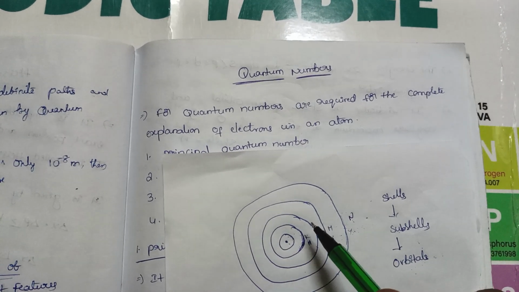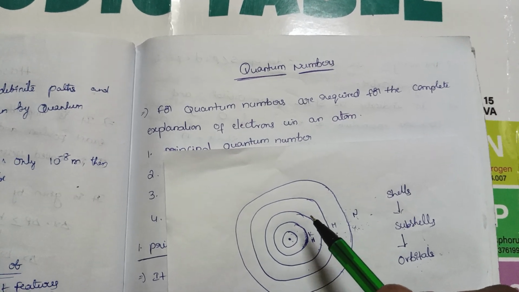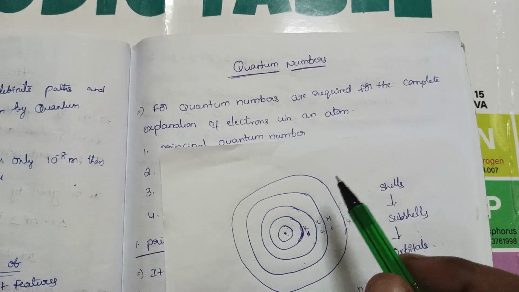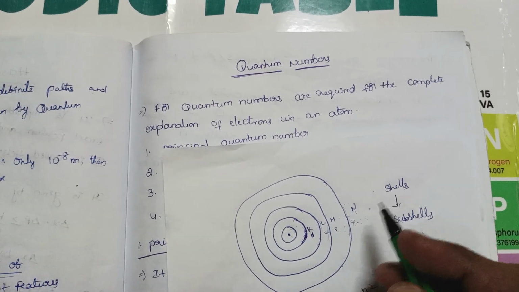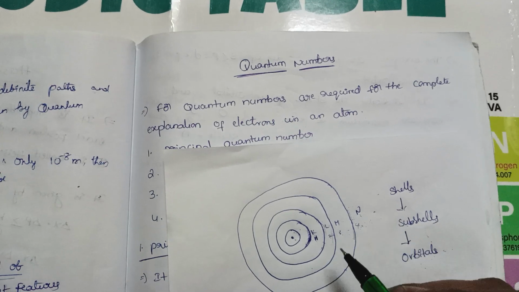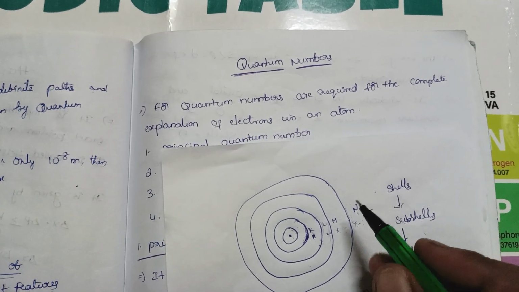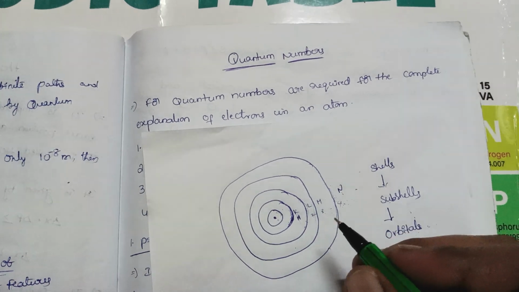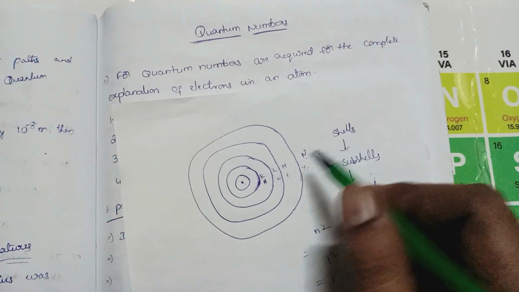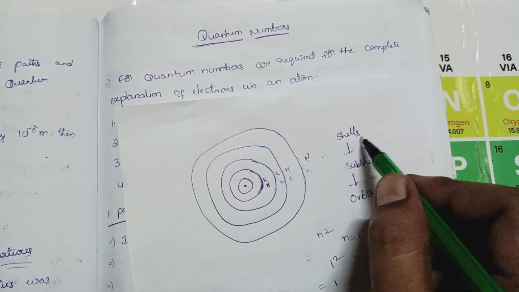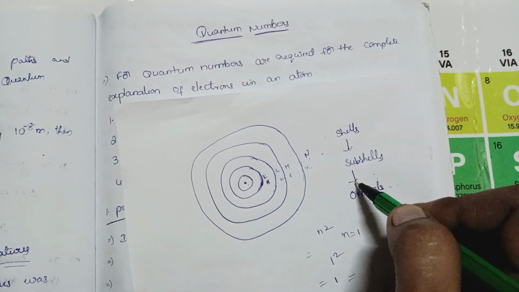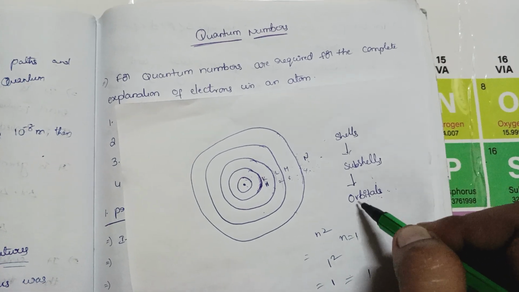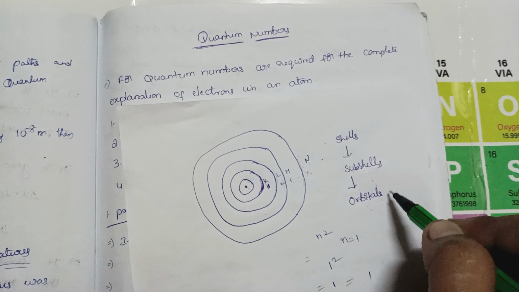In previous videos we already discussed the position and momentum of an electron. We can't find them out exactly, but we can find out the probability of an electron according to Heisenberg's uncertainty principle. But where can we find the probability of an electron? These shells are again divided into subshells, which are divided into orbitals. In orbitals we can find the probability of an electron.